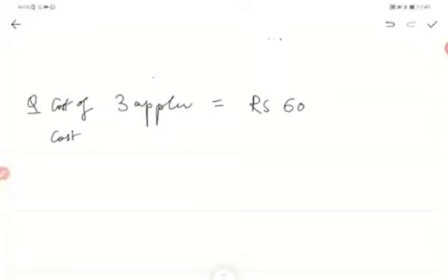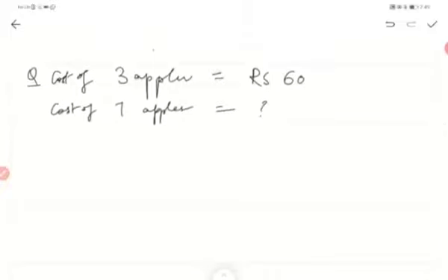Cost of 3 apples is given. Okay, cost of 3 apples is how much? It is rupees 60. And then they are asking us to find the cost of 7 apples. So we need to find the cost of 7 apples. So use your unitary method. What is our first step? We are first finding the cost of 1 apple. So cost of 1 apple is equal to how much?